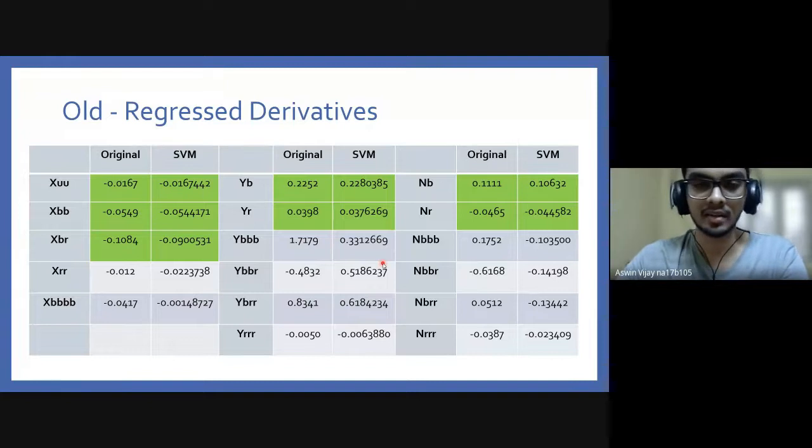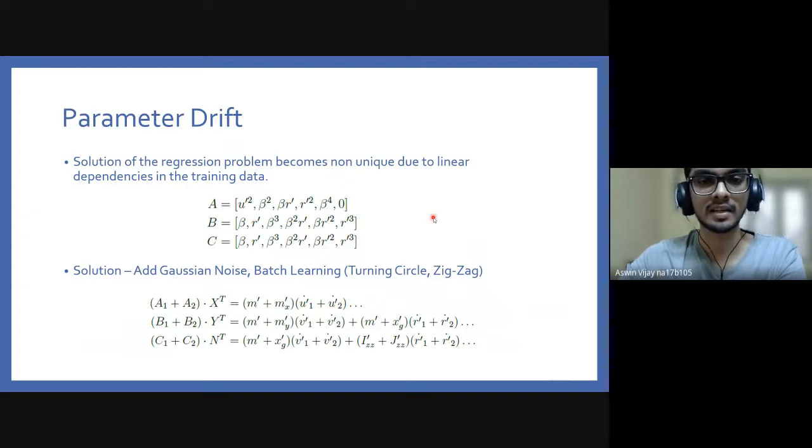Parametric drift mainly occurs during regression of nonlinear coefficients. It doesn't affect the linear coefficients that much, but the nonlinear coefficients are affected due to parametric drift. So what is parametric drift? Parametric drift occurs due to the nonlinear nature, because of linear dependencies in the training data.